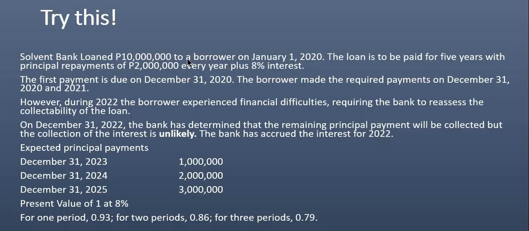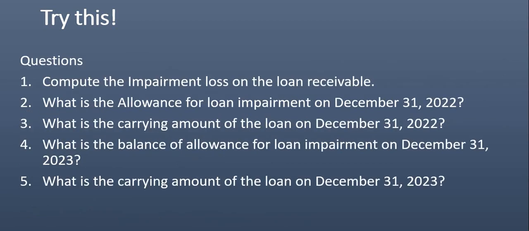Okay? Now, try this problem. The questions for this problem is eto. May 5 question. And, just like before, comment your answers in the comment section below.